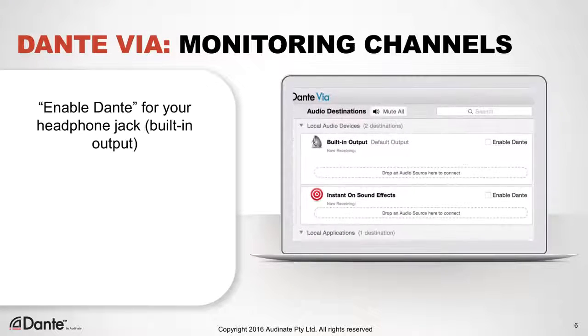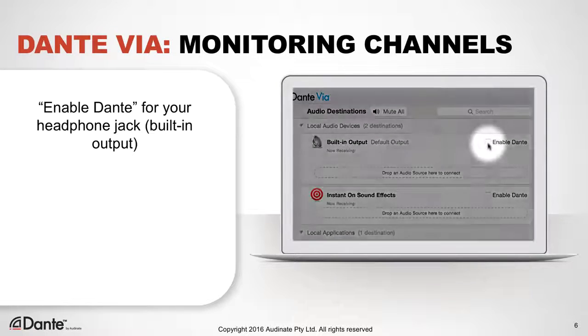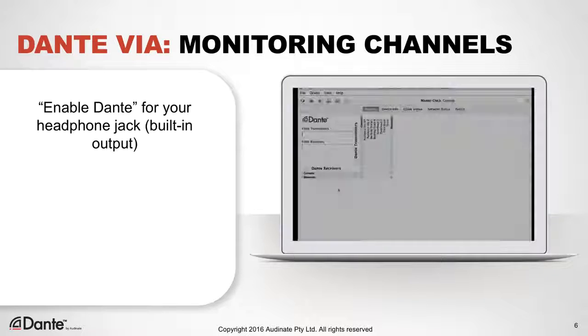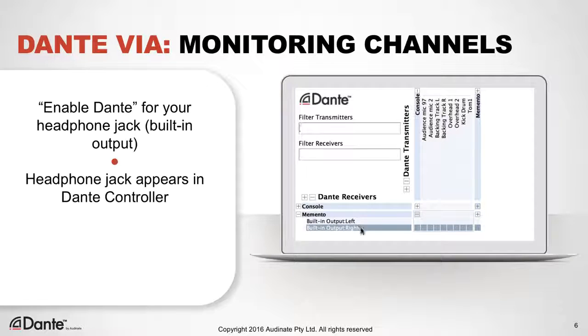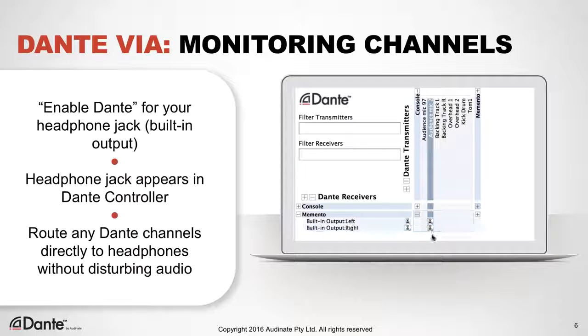One last demonstration. Monitoring Dante channels. Since we can make any audio hardware part of our Dante network, we can also make our headphone jack part of the network. We may then use headphones plugged into a laptop to monitor any Dante channel on the network. Simply enable Dante for built-in output. This device now appears as receiving channels on our computer on the Dante network. Open Dante Controller and send any Dante channel to these receiver channels to hear the audio in your headphones without disturbing any routes.